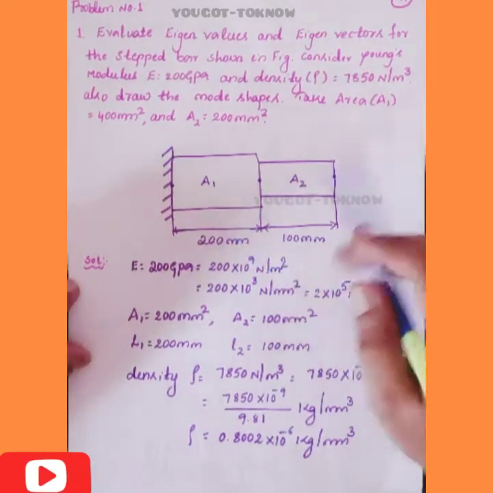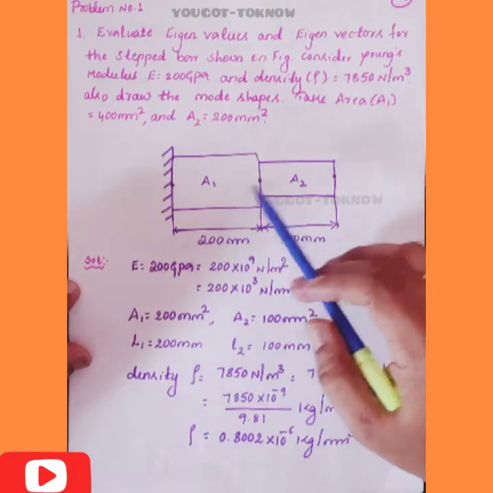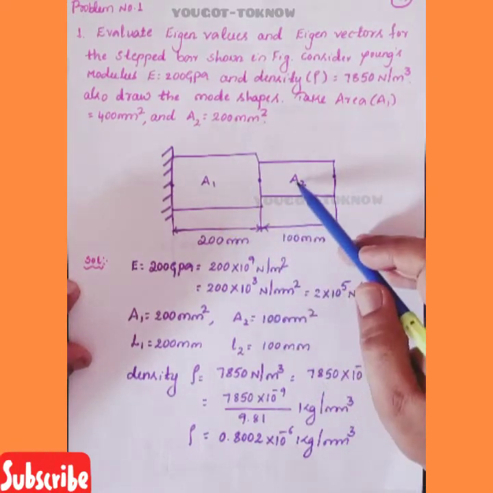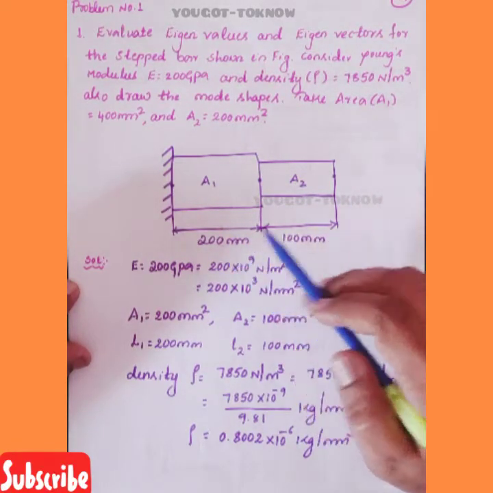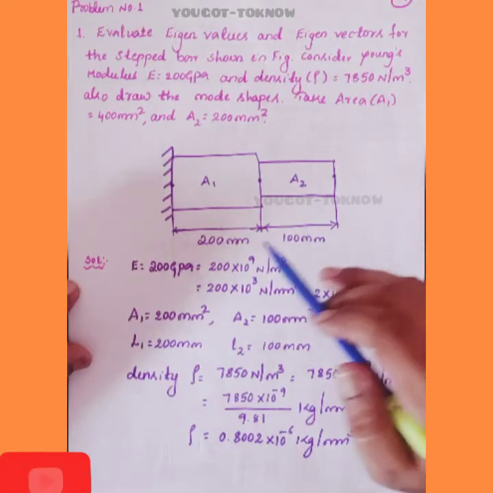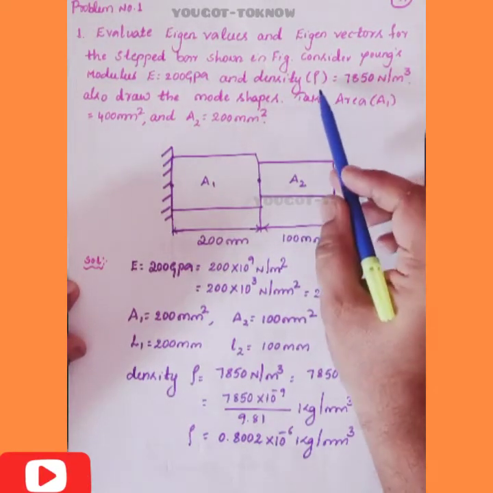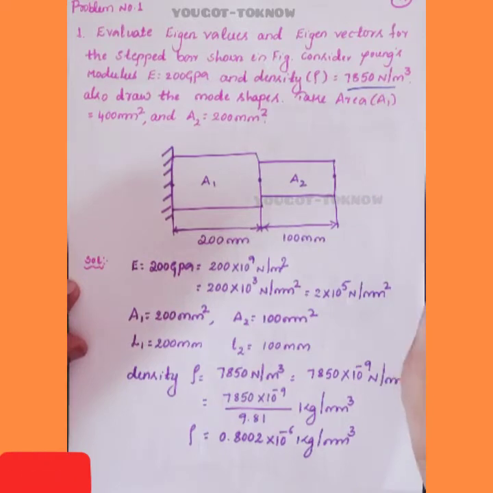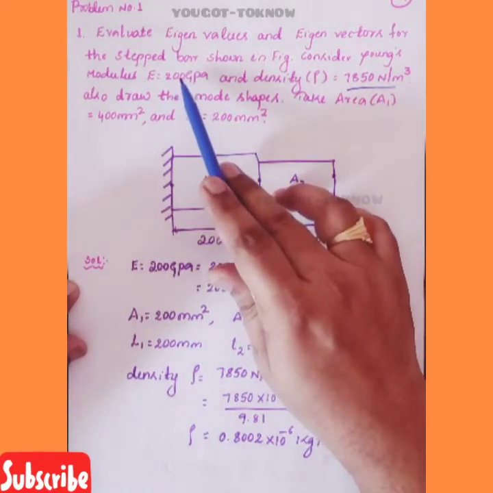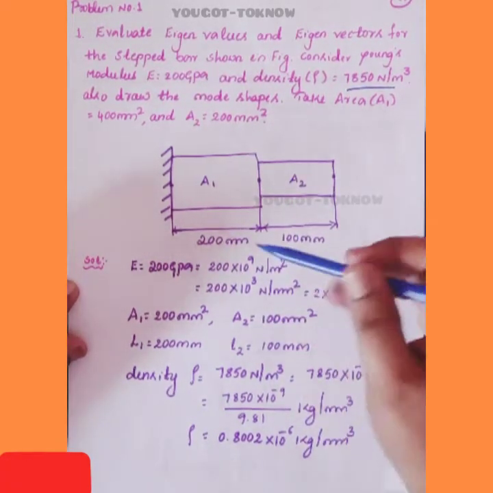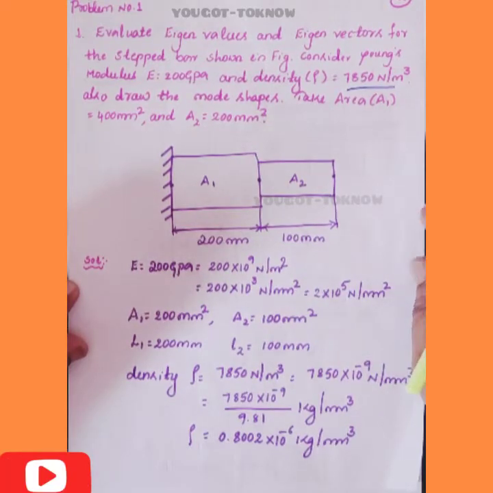This is the stepped bar shown in the figure. The areas are given: area A1 is 400 mm square, A2 is 200 mm square. The lengths of the elements are given. What is new here is the density, which is 7850 Newton per meter cube. Young's modulus is given. First write down all the data given for the problem.